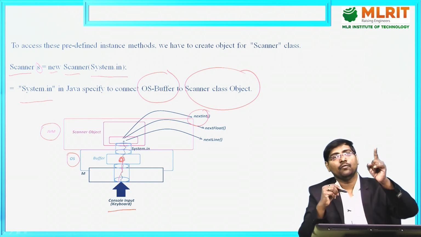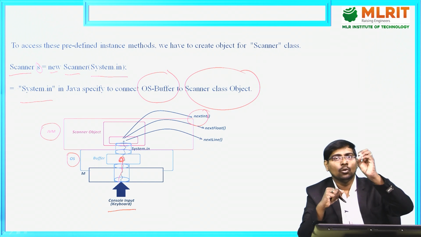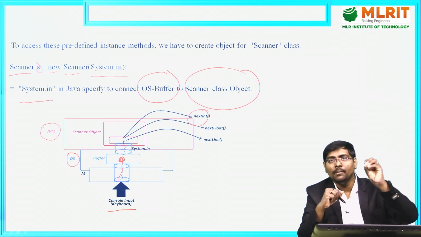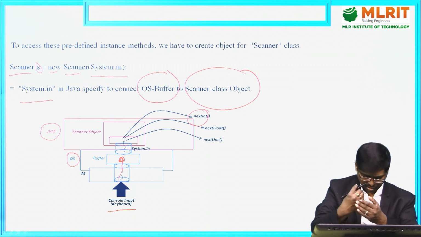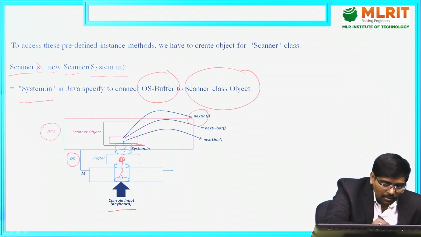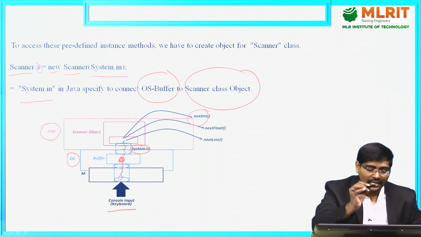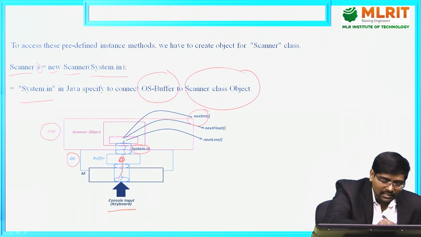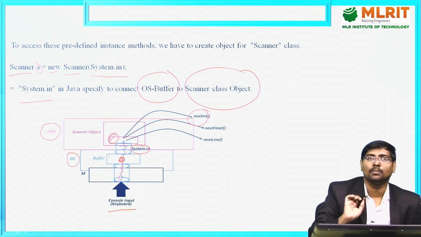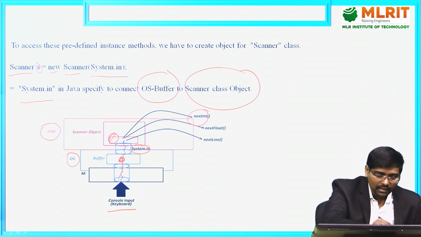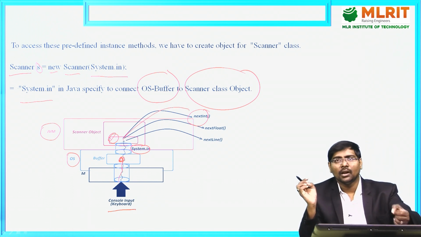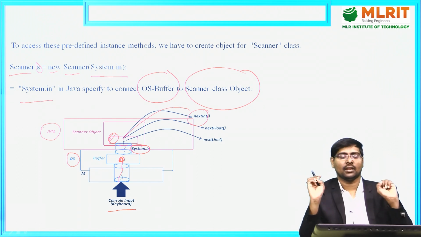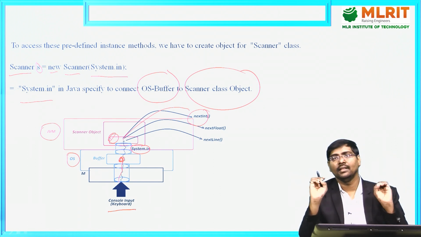But observe, Java is platform independent. There is no connection between this JVM and the operating system. Why? Because bytecode does not depend on the operating system. Here, System.in is there, which is used to retrieve the data. It simply connects this Scanner object to this buffer. Now the nextInt method takes the data from this object, not from the buffer. System.in is used for connection to the Scanner object. Like this, you are reading the data.